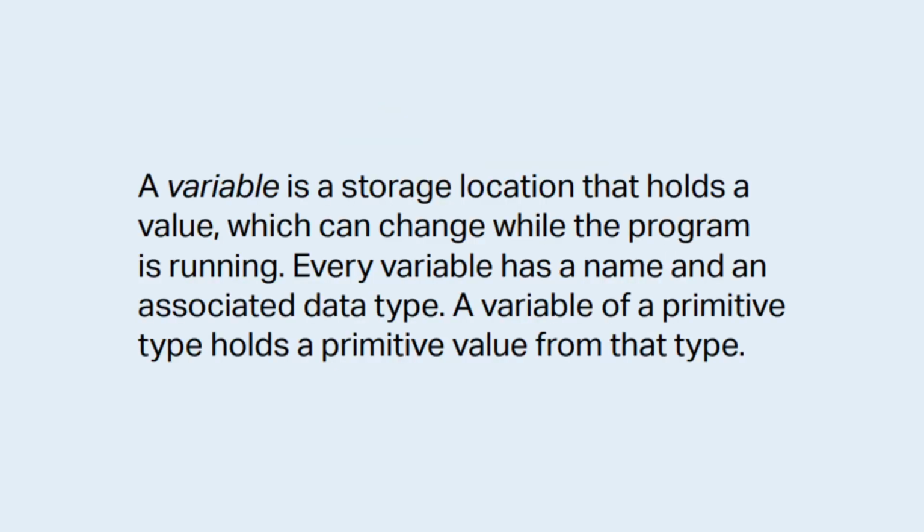A variable is a storage location that holds a value, which can change while the program is running. Every variable has a name and an associated data type. A variable of a primitive type holds a primitive value from that type. Okay, this is a big one. You should already be familiar with the concept of a variable from your math class. In math, if we're given something like this, we can solve for x and figure out that it equals 5. In this instance, x is a variable that holds the value of 5.